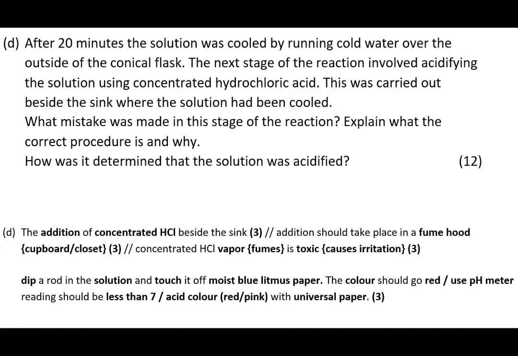The moist isn't really necessary as long as you mention that it's blue litmus paper, which would go red, or you could use a pH meter, or you could use universal indicator. So just some way of showing that the liquid in the conical flask will turn blue litmus red, or a pH meter showing less than 7, or universal indicator going red or pink. And you use a glass rod to do that. 12 marks for that.